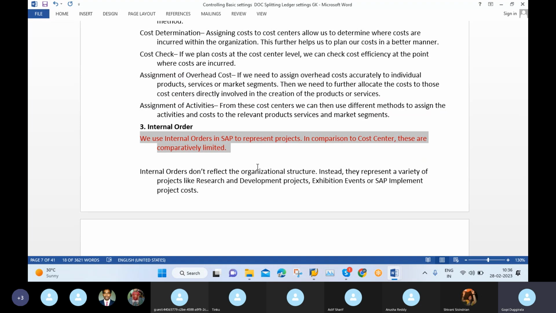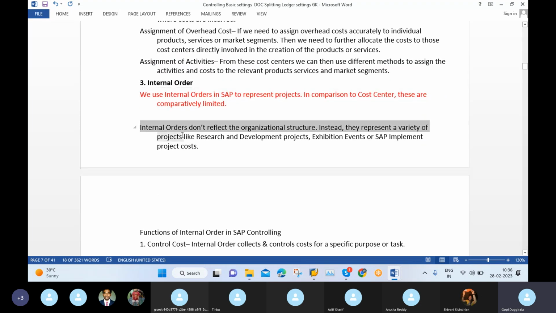Especially while working with top MNC companies, every company has a research and development team. And that research and development team's expenses, we can split those amounts project-wise. That's the purpose for which we are using internal order in controlling. Internal orders don't reflect the organizational structure.